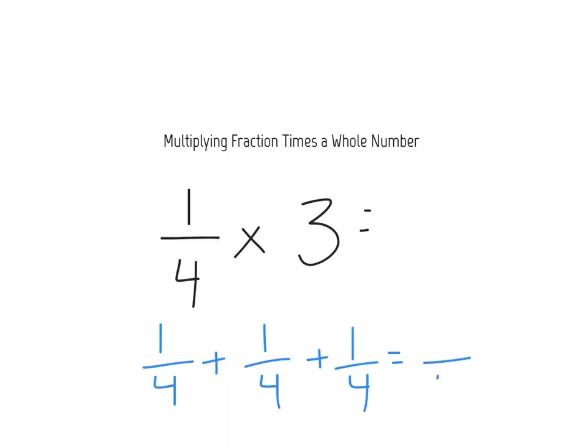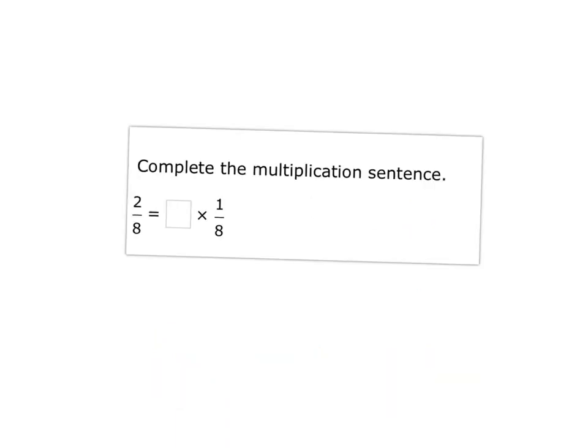Remember, when adding fractions, that denominator stays the same, and you simply add up that numerator. 1 plus 1 plus 1 is 3. One way to look at it. A quicker way to solve that is just taking your whole number times your numerator and keeping that denominator the same. Either way, you would get the same answer. So a little bit quicker way, another way to think about it with repeated addition. Let's take a look at what you're practicing today.